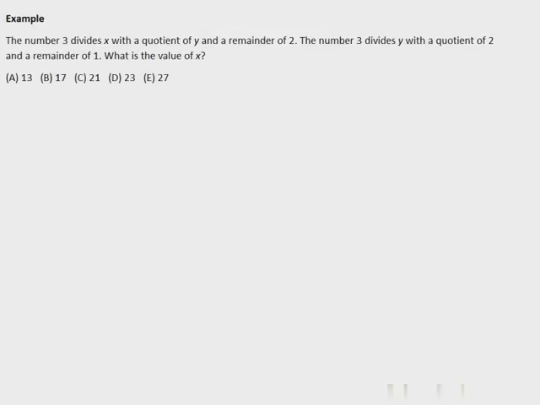The number 3 divides X with a quotient of Y and a remainder of 2. So X divided by 3 gives me a quotient of Y. So that's 3 into Y plus 2. So X divided by 3 is equal to 3Y plus 2. That means X is equal to 3Y plus 2.